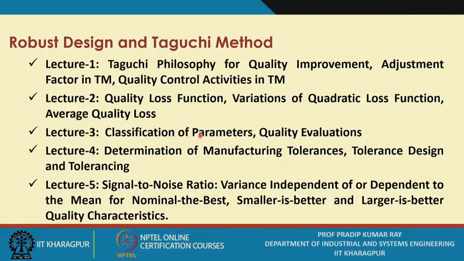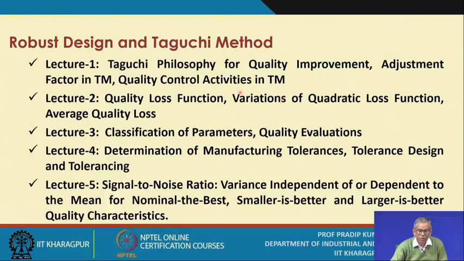In lecture 1, we are going to discuss Taguchi philosophy for quality improvement, the adjustment factor in Taguchi method. So you must have a very clear-cut idea about what is this adjustment factor and how identification of this adjustment factor is related to quality improvement, quality control activities in Taguchi method. In the next lecture session, lecture 2, we are going to discuss the quality loss function, variations of quadratic loss function, and how to compute the average quality loss under different conditions.